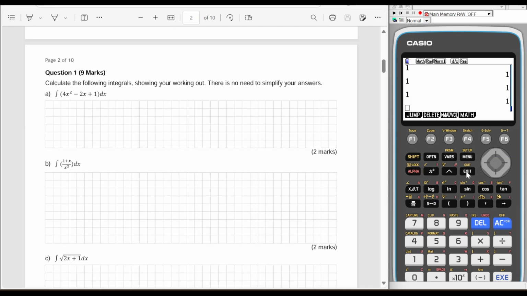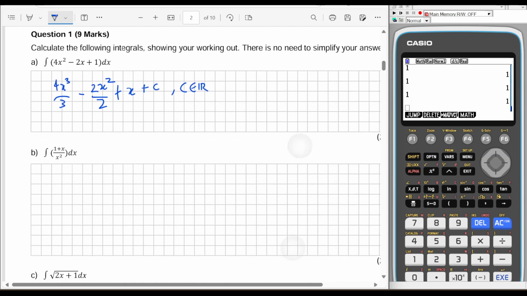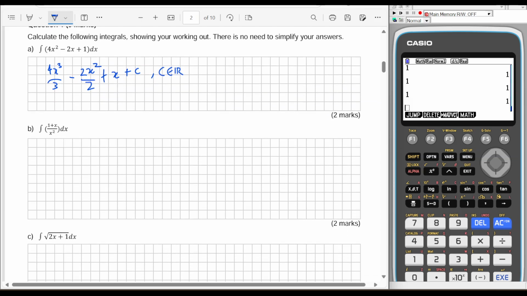All right, first off, we just got to calculate a whole bunch of integrals. So this first bit, 4x squared, becomes 4x cubed over 3. This becomes 2x squared over 2. And then this last bit becomes x plus c. C is a real number. You could simplify that middle term, but you don't need to. It says at the start of the question.